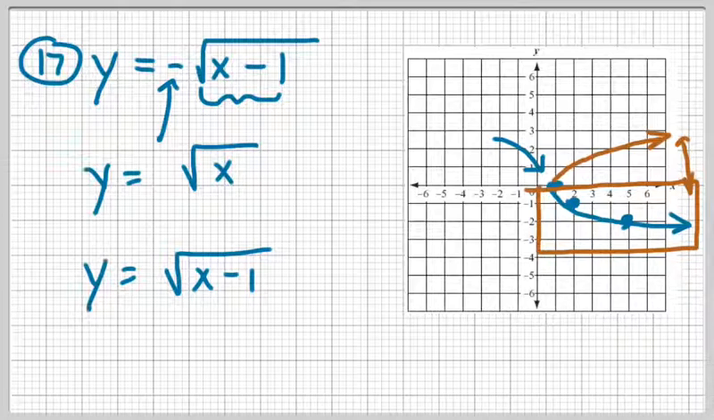19 is pretty much the same. They're kind of throwing everything at you, and 21 is pretty much the same. So good luck on your homework.